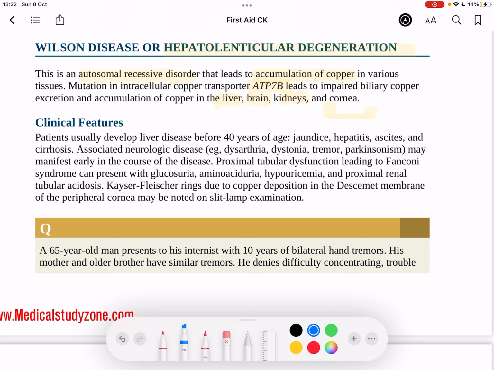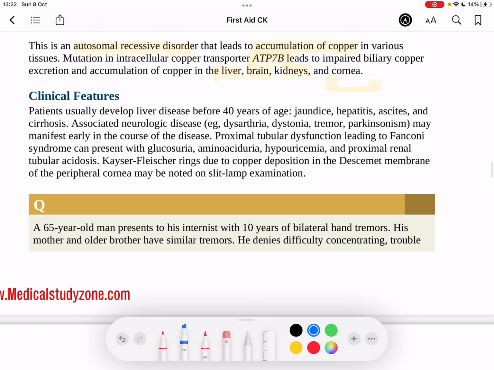So what are the clinical features of Wilson's? Patients usually develop liver disease before the age of 40. This can present with hepatitis, jaundice, ascites, and even cirrhosis in the late stages. And we do have the neurological diseases as well. So we have dysarthria, dystonia, tremor, and even Parkinsonisms, okay, as well. It may manifest early in the course of the disease, or it may come later. Here they've mentioned it as early, but there are patients that I have seen that have had their neurological diseases very mildly and very late on in the disease.